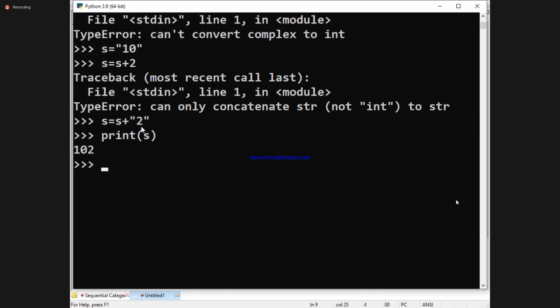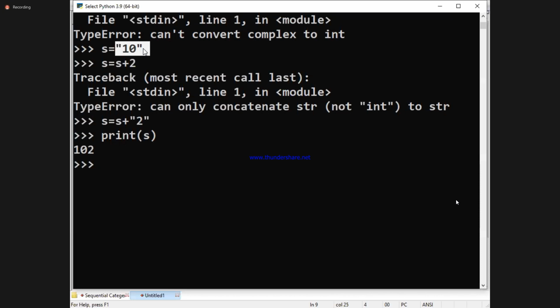Do you understand or not? But my requirement is this 10 to be added to the numerical value 2. My interest is to convert this numerical string into a numerical value. Numerical string means double quotes. Convert into numerical. Numerical plus numerical will give you the numerical value. So why do we convert string into numerical? It's a very frequently used function.